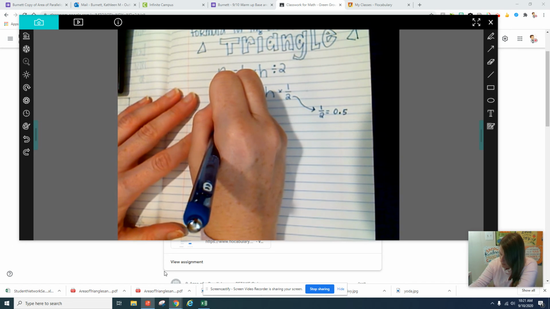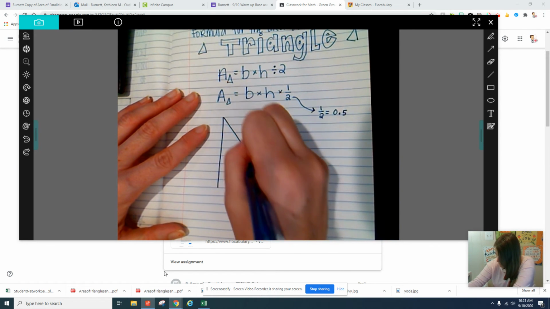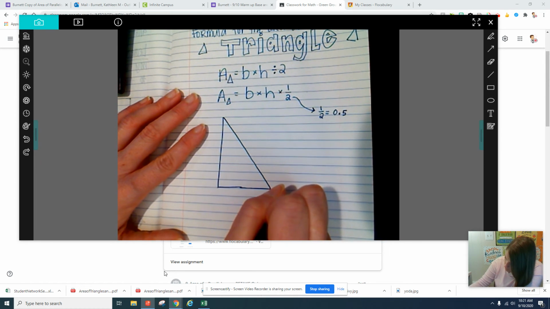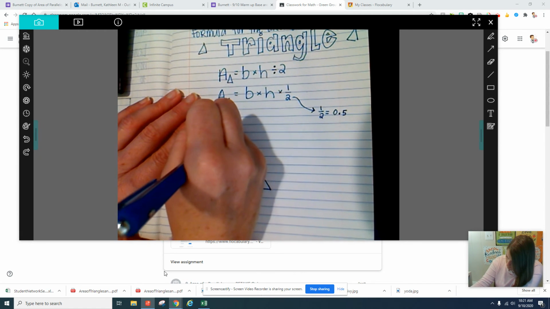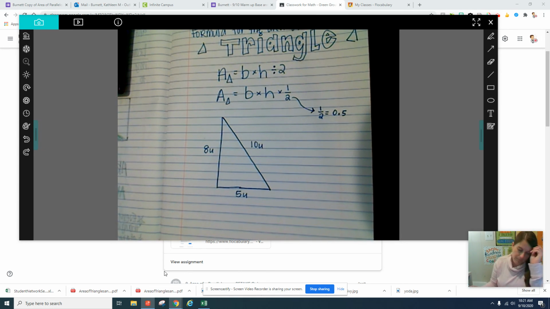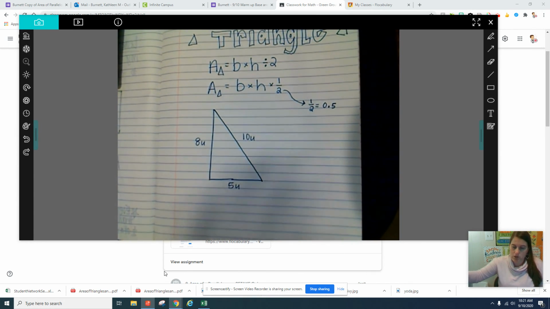I'm going to draw a nice big triangle down here. I'm going to make it a right triangle. I'm going to label the base 5 units. I'll label this side 8 units and I'll label this side 10 units. Okay. I want to know the area of that triangle. So my first question is, what's the base and the height?